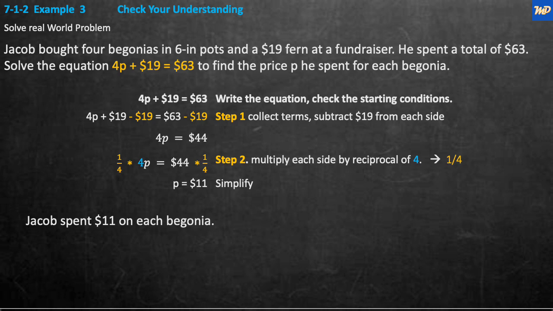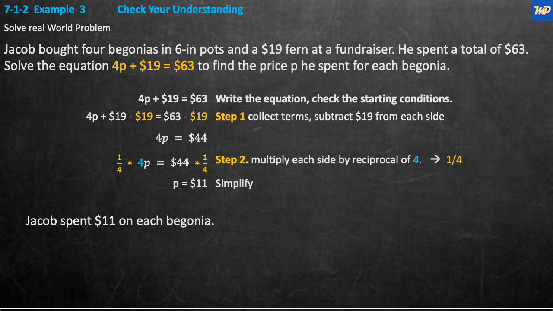Let's solve another one. Jacob bought 4 begonias in 6-inch pots and a $19 fern at a fundraiser. He spent a total of $63. Solve the equation 4p plus 19 equals 63. Well, 4p, the p I guess is going to stand for begonias. It could have been 4 pots, whatever. So he's buying 4 begonias plus $19, and he spent a total of 63.